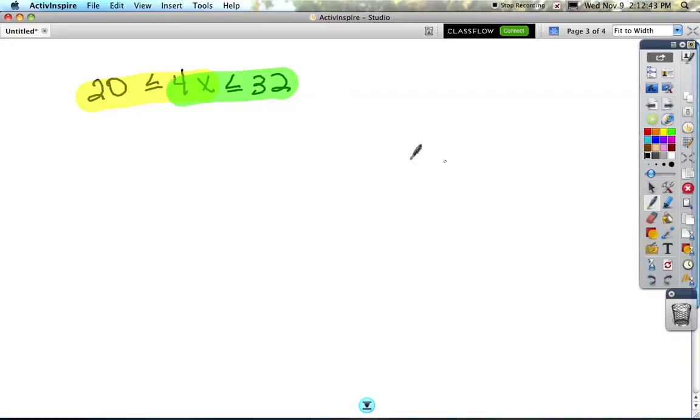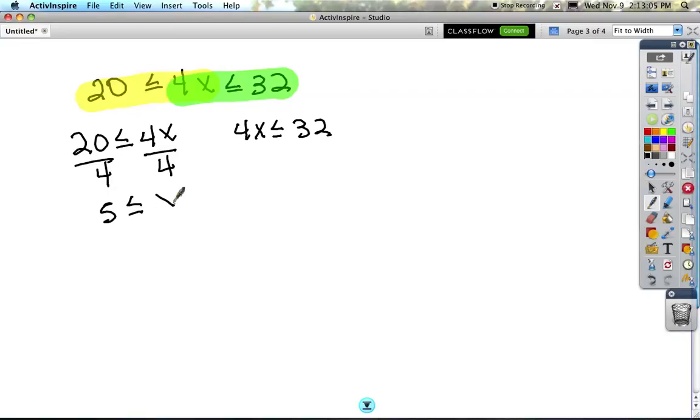So you've got one that's 20 less than or equal to 4x, and then you've got 4x less than or equal to 32. Now, what would you do to solve these? How would you solve for x here? Divide by 4. So 5 is less than or equal to x. Divide by 4. X is less than or equal to 8.